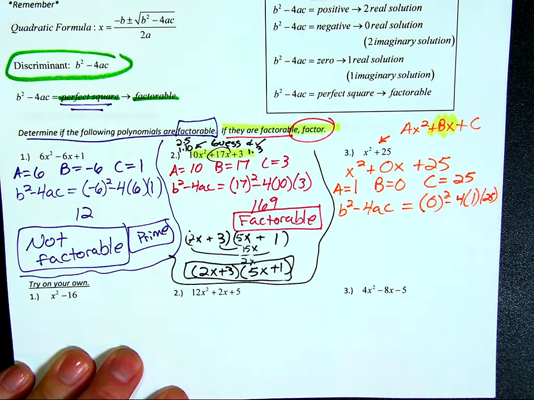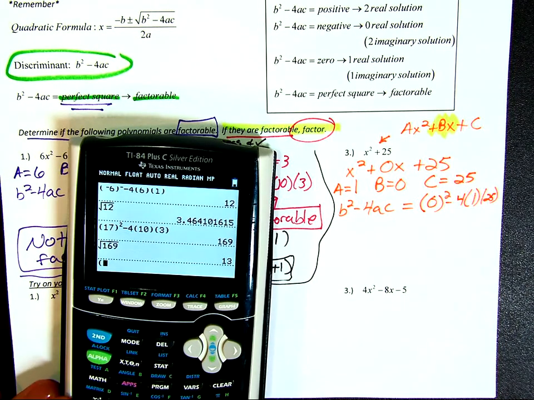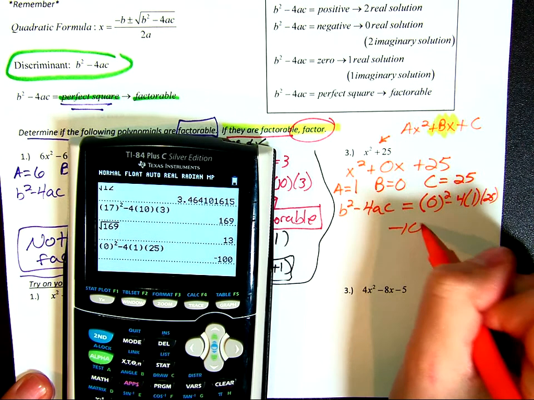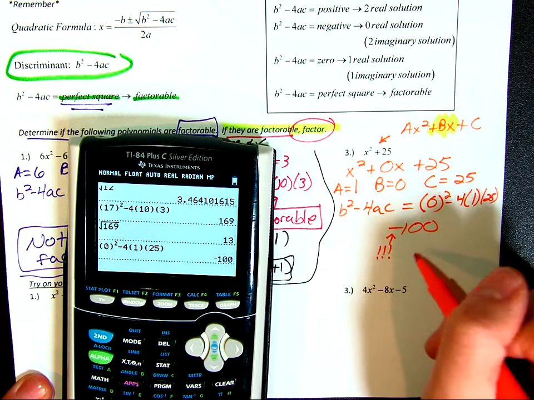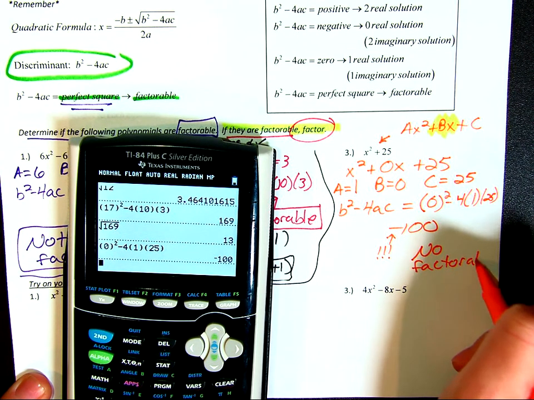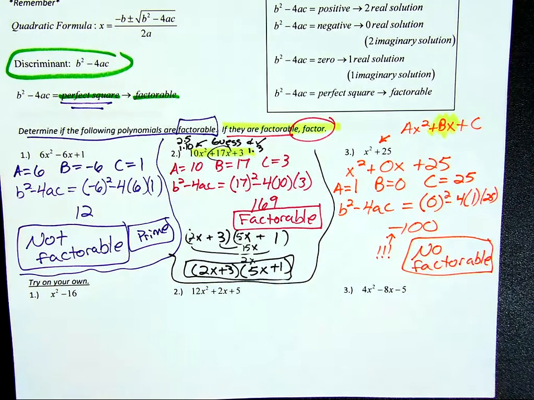Go ahead and type that in your calculator. 0 squared minus 4 times 1 times 25. And you get negative 100. Because of the negative, that means that this is not factorable. Because this would be an imaginary number, and you cannot factor imaginary numbers. You can only use the quadratic formula.